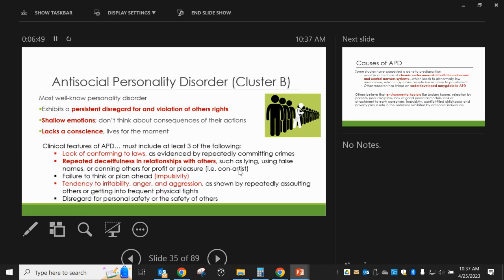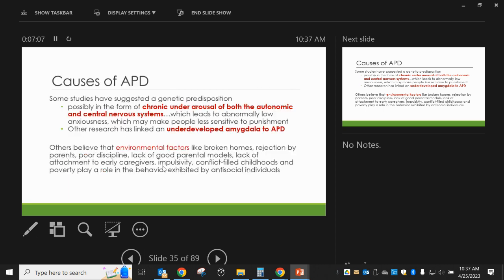Let's see. Antisocial personality disorder. This is not the same as people who just don't want to socialize with others. This is different. The personality disorder says they have a disregard and violation of other people's rights, shallow emotions, they lack a conscience, and they're repeatedly deceitful in their relationships to others.